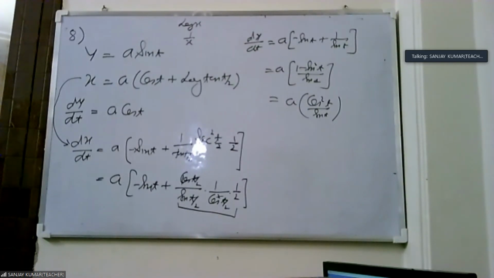Minus sin t stays as it is, plus 1 upon tan t by 2. We change tan into sin and cos. Then sec square is 1 upon cos square t by 2. Cos is cancelled with cos. In the denominator you now have 2 sin t by 2 cos t by 2, which is the formula of sin t.